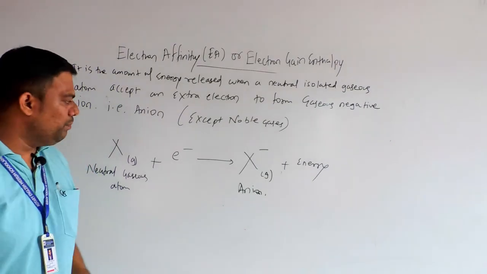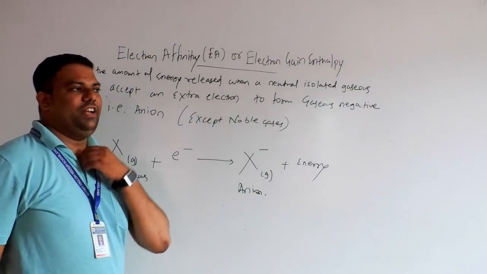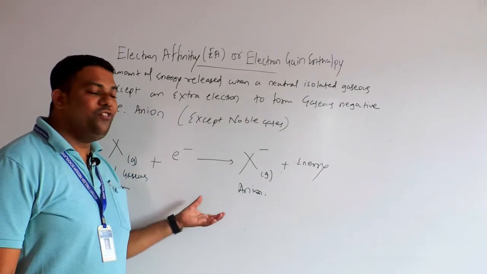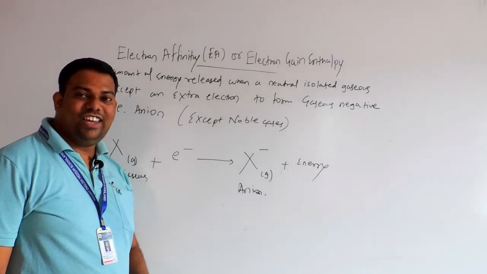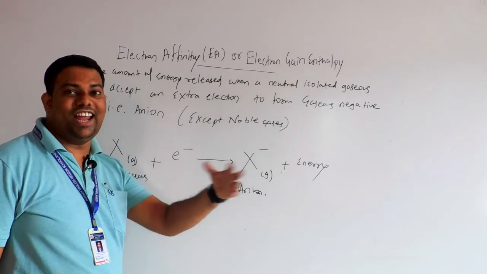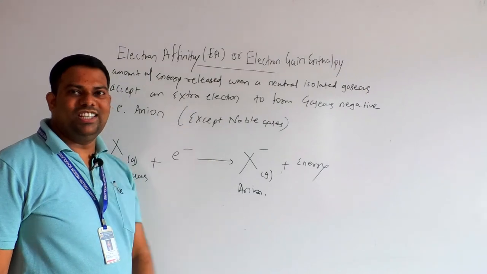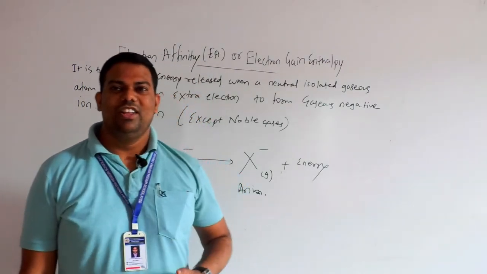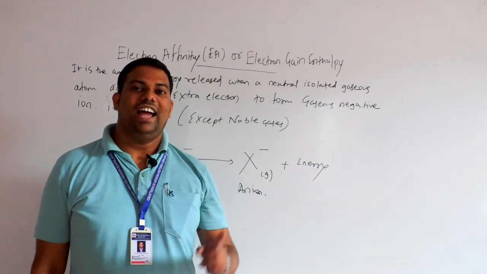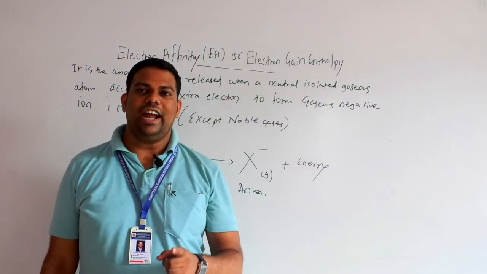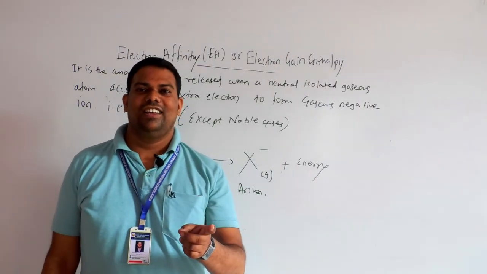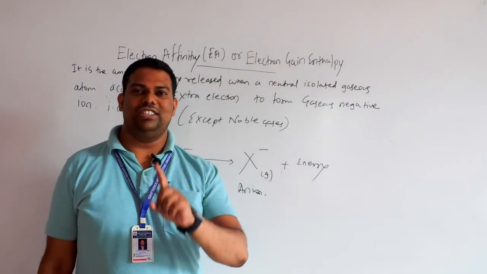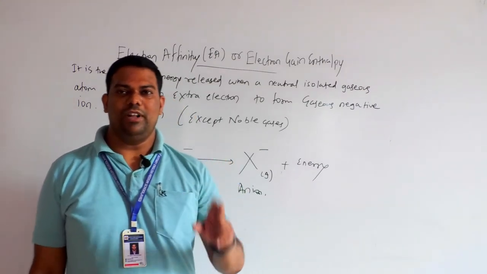Now one more important statement about electron affinity: when you add one electron, that reaction is called exothermic. And when you add a second electron, that process is endothermic, because of repulsive forces. Keep in mind this is very important. You can mention in your notebook: when one electron is added, that process is exothermic, and when a second electron is added, that process is endothermic, because of repulsive forces.